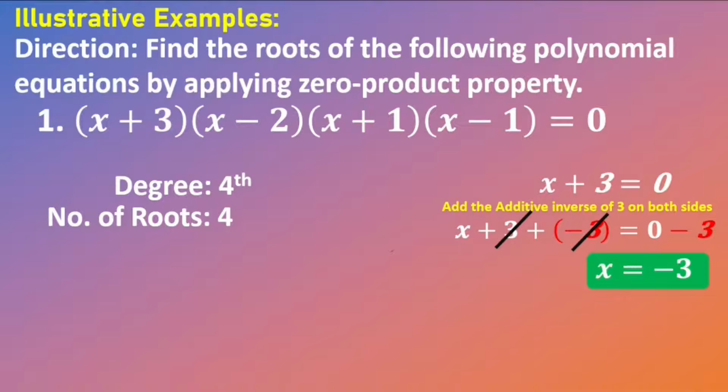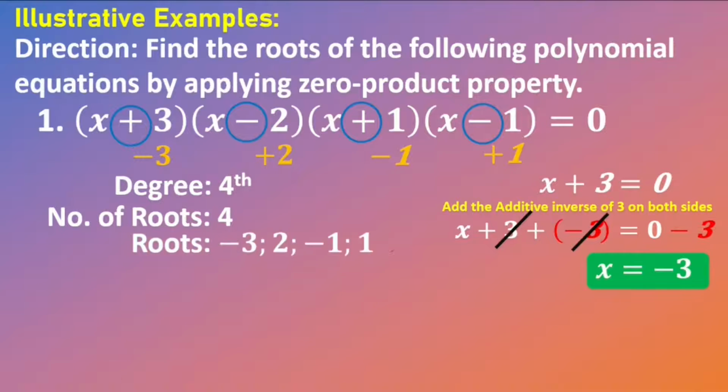Or, given the polynomial equation in its factored form, the first factor is positive 3, so just get the opposite sign, which is negative, to make it negative 3. Same goes with negative 2: just get the opposite to get positive 2. Same with positive 1, the opposite is negative 1. And negative 1, the opposite is positive 1. Therefore, the roots of the given polynomial equation are negative 3, 2, negative 1, and positive 1.